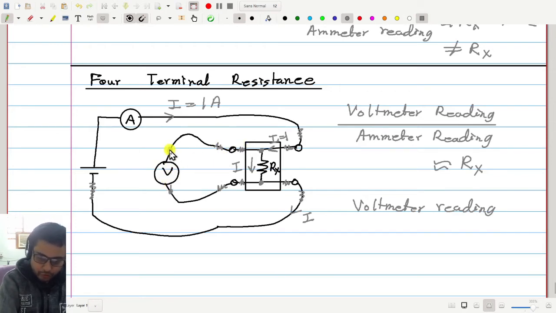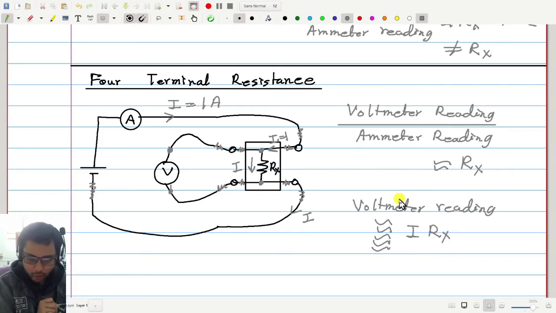So therefore the voltmeter reading, which is the voltage between this point and this point, is very much the same as the voltage between this point and this point. Okay, so that is, by this I mean, this is very close to I times Rx. Okay, so therefore when you divide the voltmeter reading by the ammeter reading, you will get Rx.